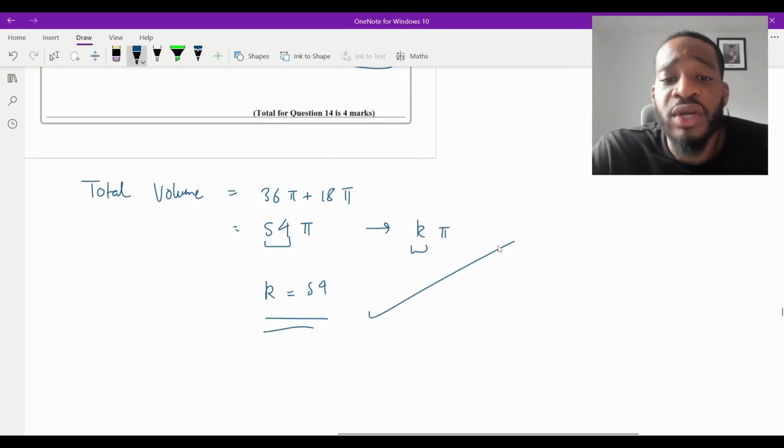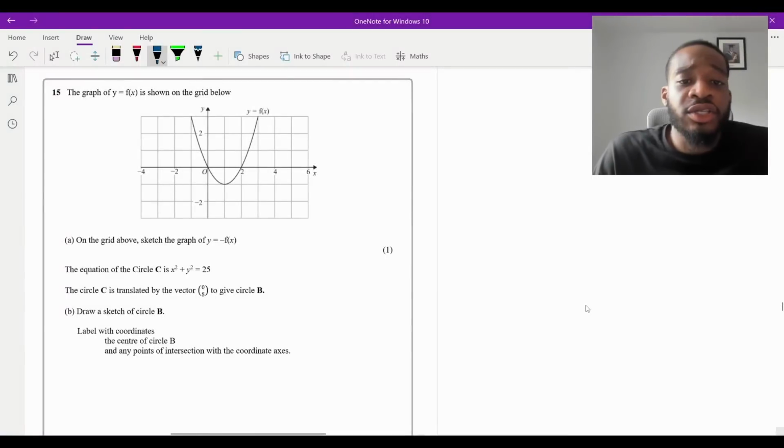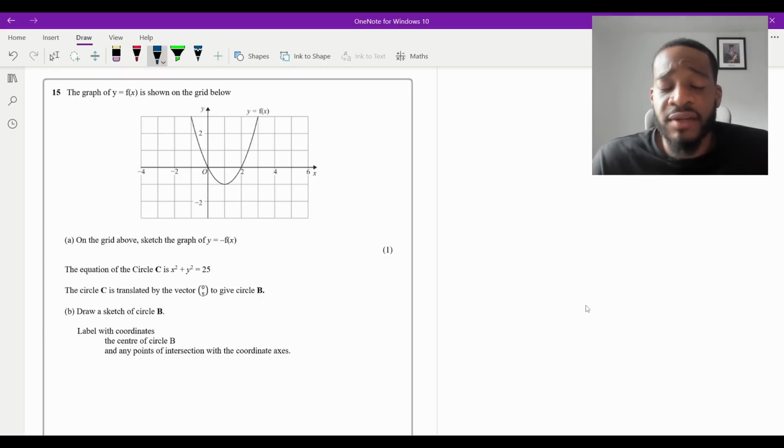And that's it. And that's question 14 finished. Okay, so question 15 says the graph of y equals f of x is shown on the grid below. So we've got the graph given there. Part A says on the grid above, sketch the graph of y equals minus f of x for 1 mark.